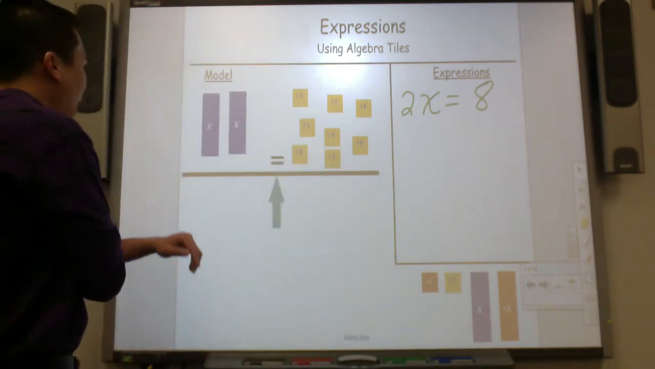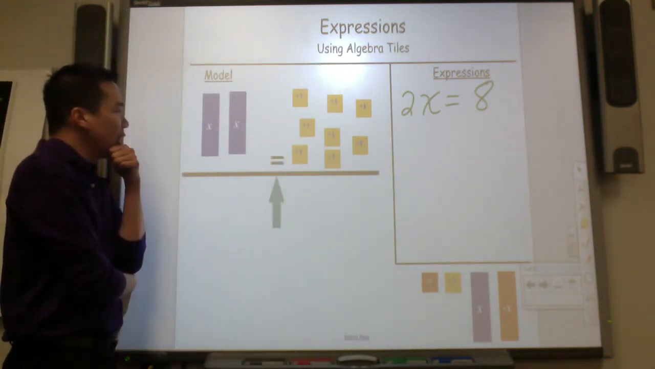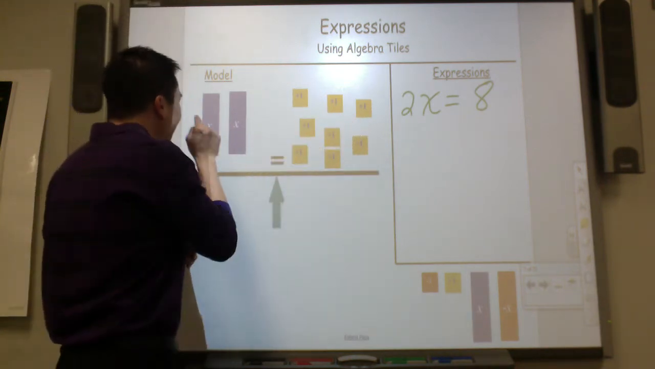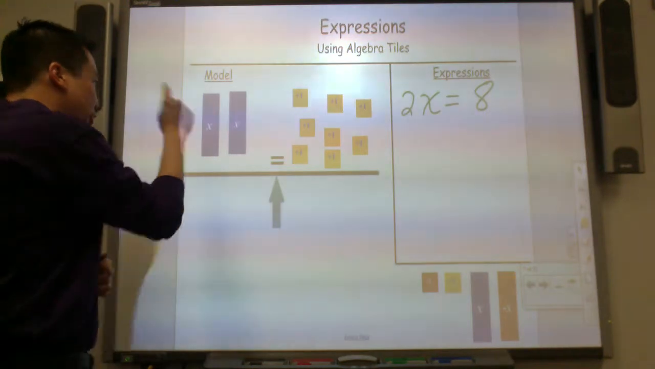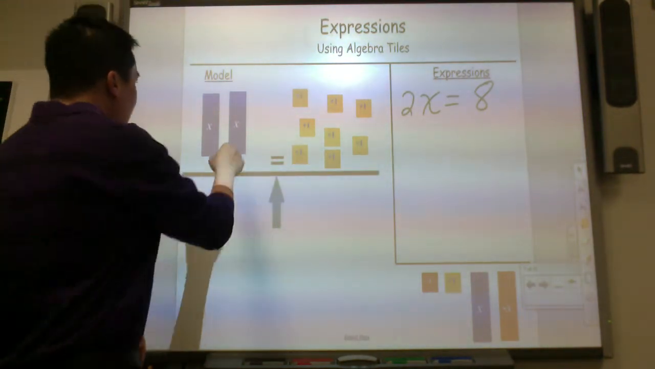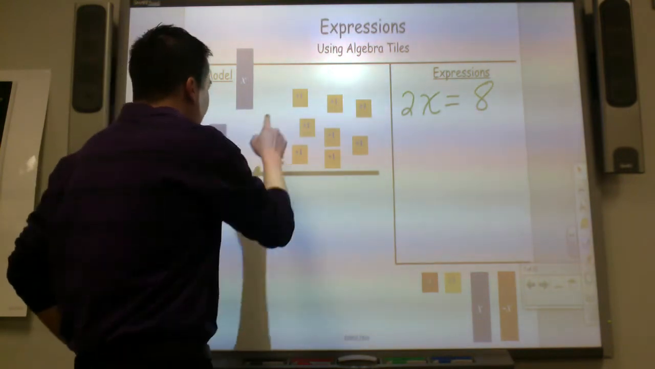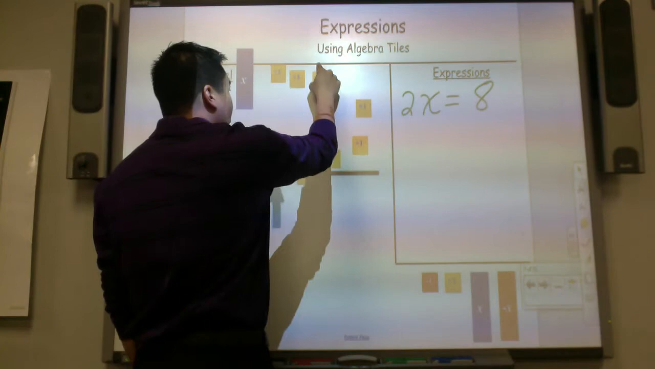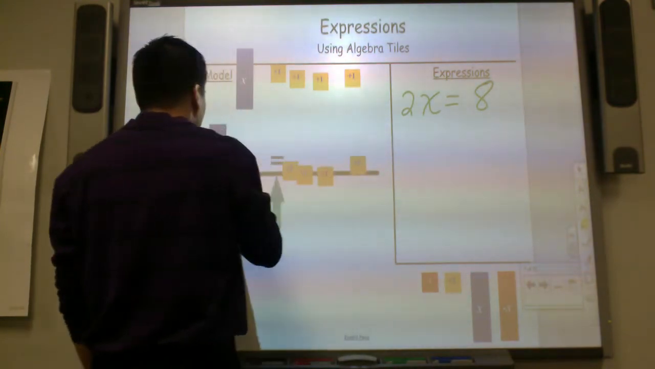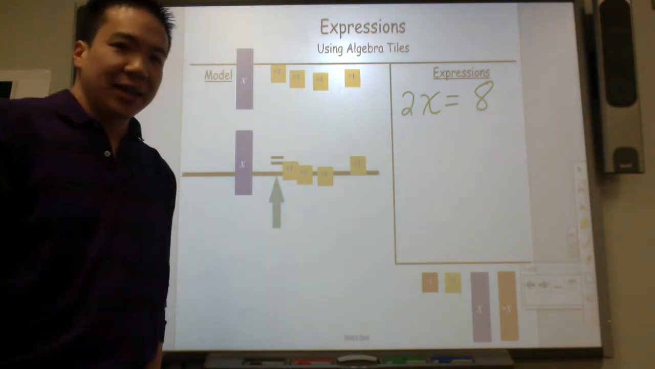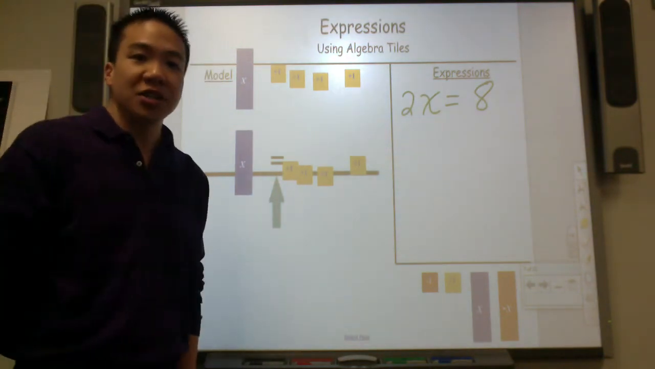I would like to figure out how many positive 1 pieces go to each x, each variable. But I have 2 of them. Can I group them? Let's see. If I put 1 here, 1 here, 1 here, 1 here, 1 here, 1 here, 1 here, 1 here. So each x is equal to positive 4.